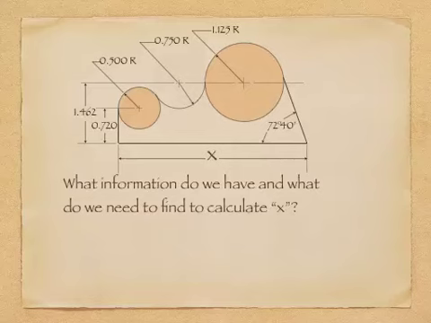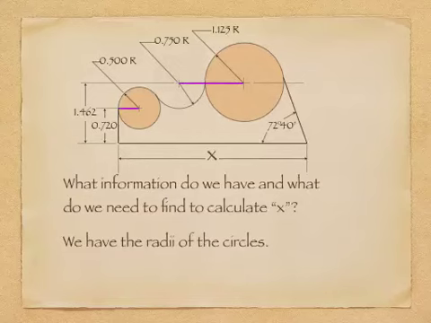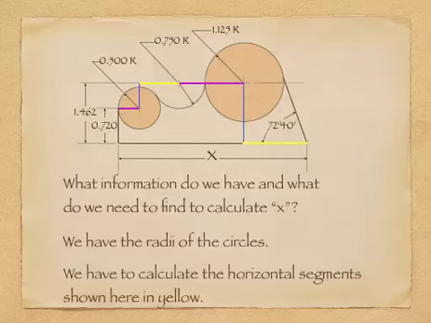So what information do we have and what do we need to calculate to find x? Well, we have the radii of the circles, and I've shown those in purple. Those we can use to help us calculate x. But we'll need to add the sections in yellow here, which we'll need to calculate using some triangles.